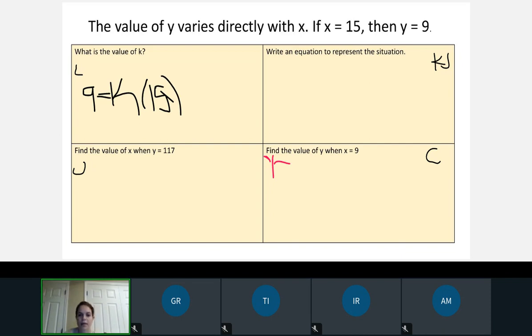So we're going to keep it as a fraction, okay? I can tell you right now, your K is going to be a fraction, and we're going to simplify it, okay? Good. Leah, good job. Now what do we need to do? What's our next step? We have 9 equals K times 15. So we need to get rid of that times 15. What should we do?